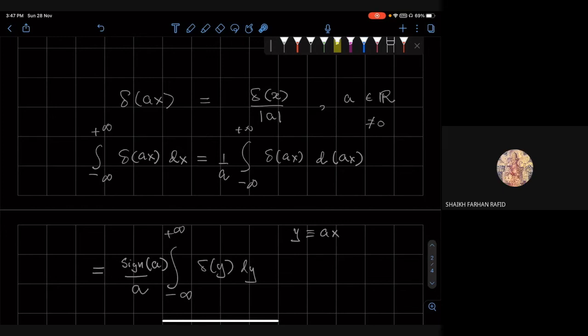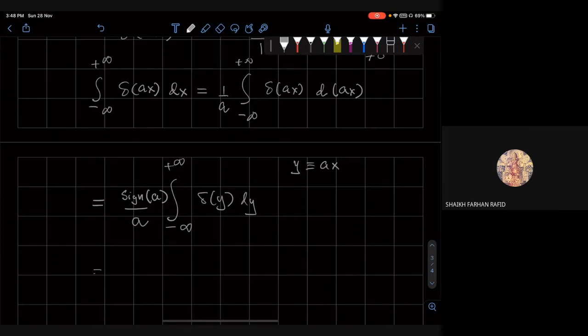Sir, I have a question here. The delta function is symmetric on both sides of the x-axis. So will the change of limit, I mean plus infinity in the position of minus infinity, change the result? No, it doesn't.